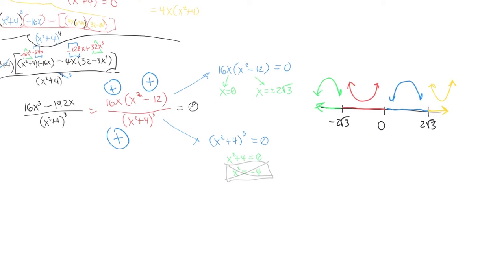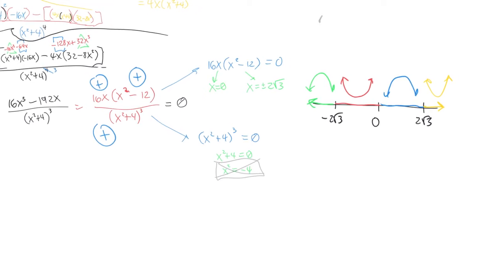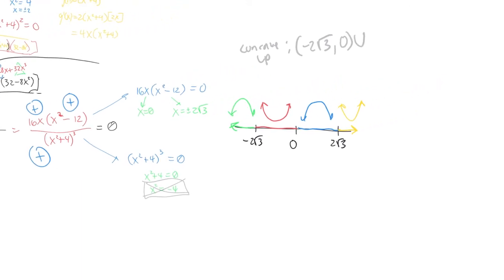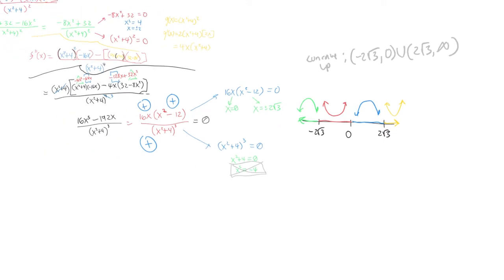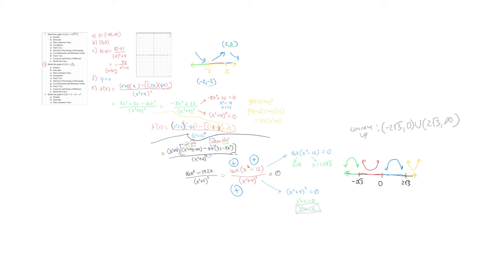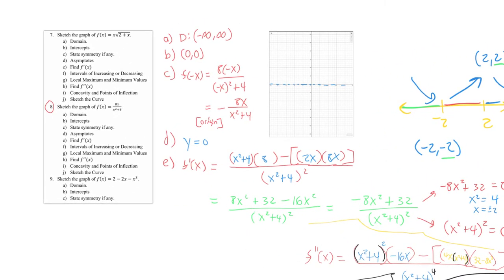So if you were to write concave up, you could say something like from negative 2 root 3 to 0, union from positive 2 root 3 to infinity. Concave down, I'm not going to write it, but that would be negative infinity to negative 2 radical 3, union 0 to 2 radical 3. So that is the information.